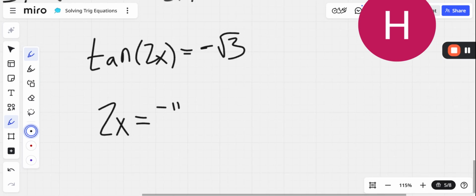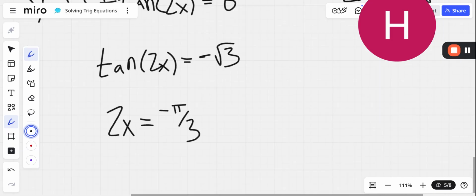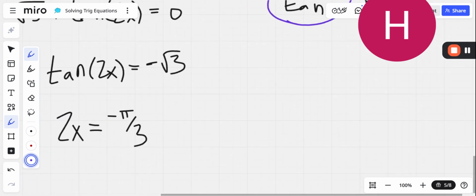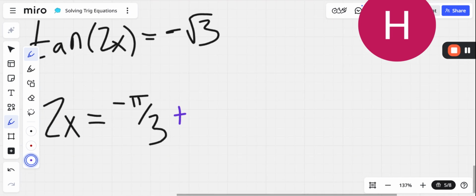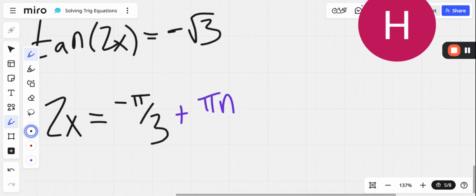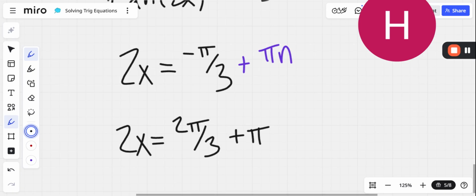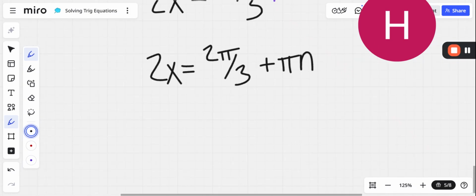Now the trick for the tan inverse rule is that all you need to do is say plus pi n. You don't need to have 2 separate equations here. So it's really simple. We're just going to say plus pi n, and that's going to give us all of our solutions. So, of course, let's make this a positive angle, shall we? By adding pi. And then we can divide both sides by 2.